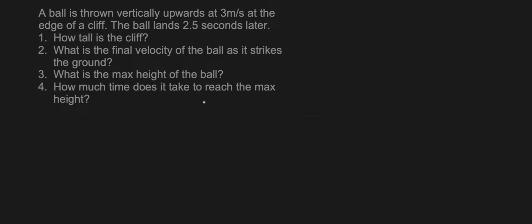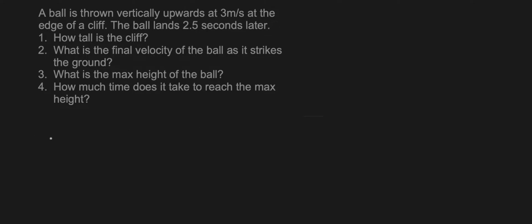So a ball is thrown vertically upwards at 3 meters per second at the edge of a cliff. The ball lands 2.5 seconds later. How tall is the cliff? What is the final velocity of the ball as it strikes the ground? And then what is the maximum height, and how much time does it take to reach that maximum height? Okay, and this ball is not thrown at an angle, so that's something we have to know.